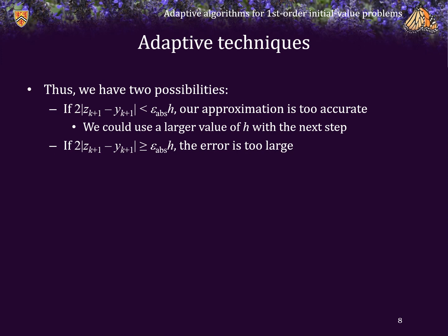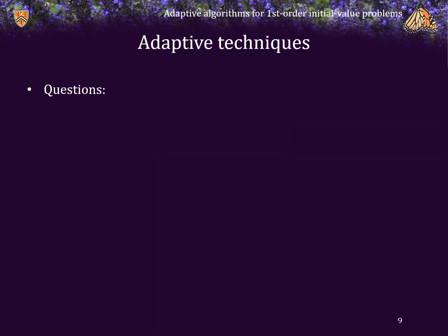Now, on the other hand, if twice this difference is greater than the absolute epsilon value times h, this indicates the error is probably or possibly too large. Again, we're overestimating, but we have to be careful. In this case, we can't carry on because there's too much error in our current approximation. We need to calculate a smaller value of h and then redo the calculation with that smaller value of h. Questions?